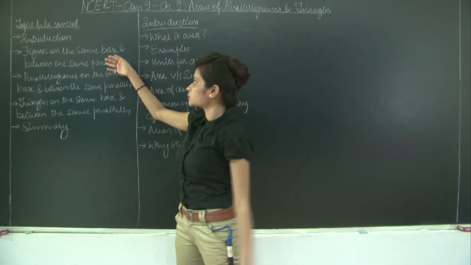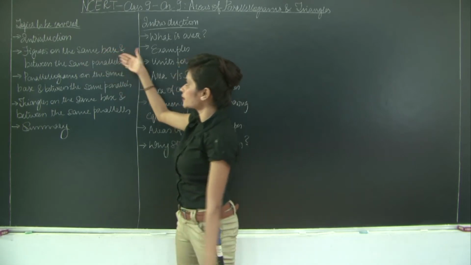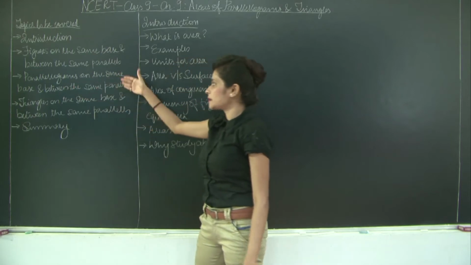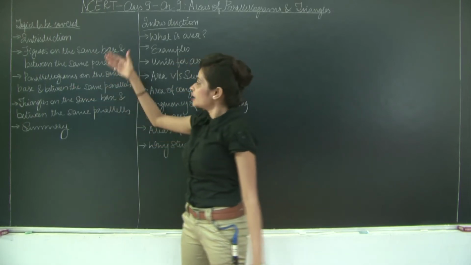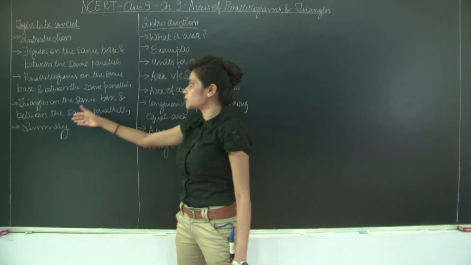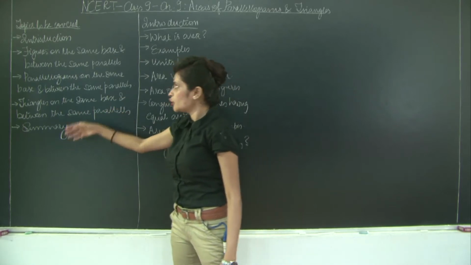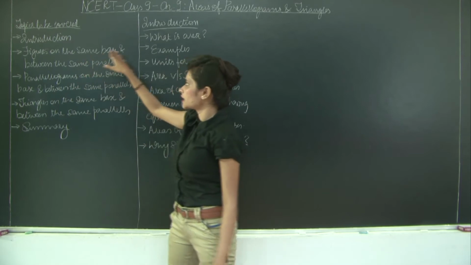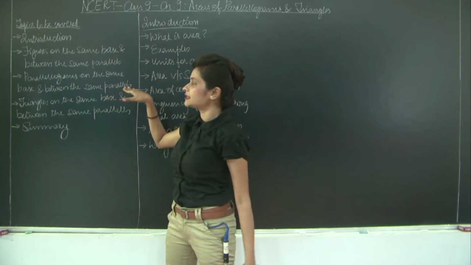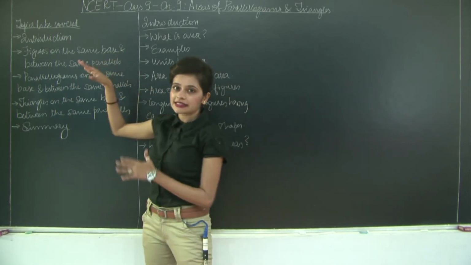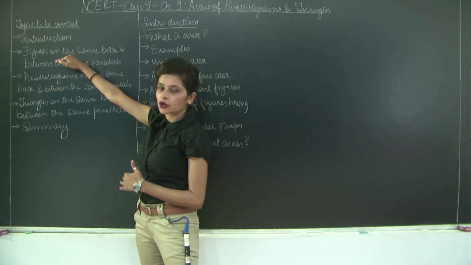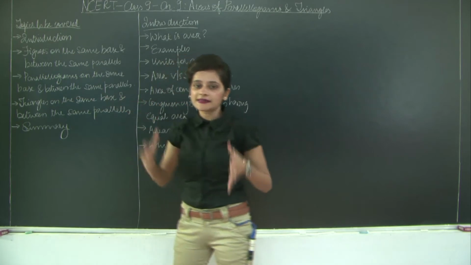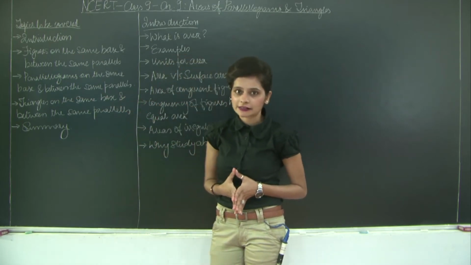Then the next topics to be followed are figures on the same base and between the same parallels, parallelograms on the same base and between the same parallels, triangles on the same base and between the same parallels, and summary. So if you notice point numbers 2, 3 and 4, you have something in common, that is same base and between the same parallels. So what is differing is that the first section we are going to look at figures and parallelograms and then triangles on the same base and between the same parallels.